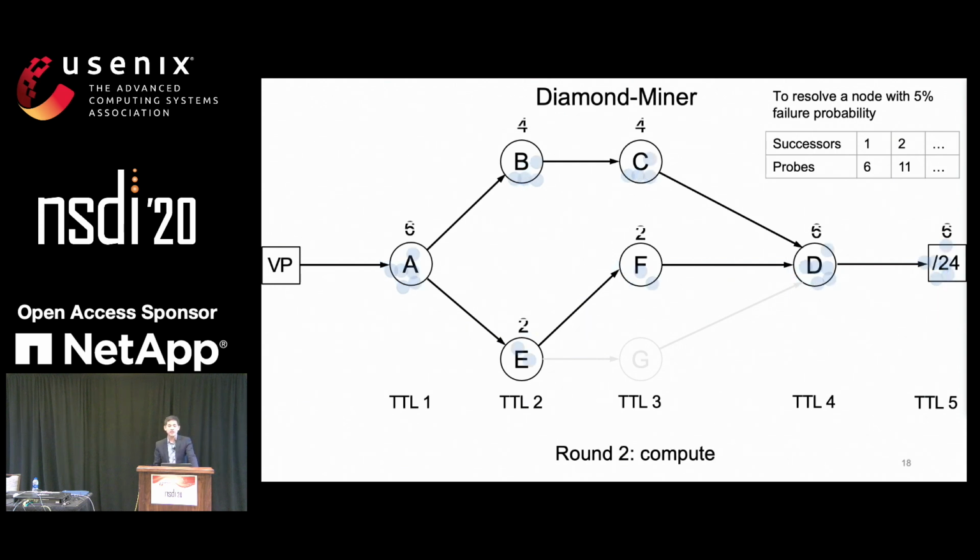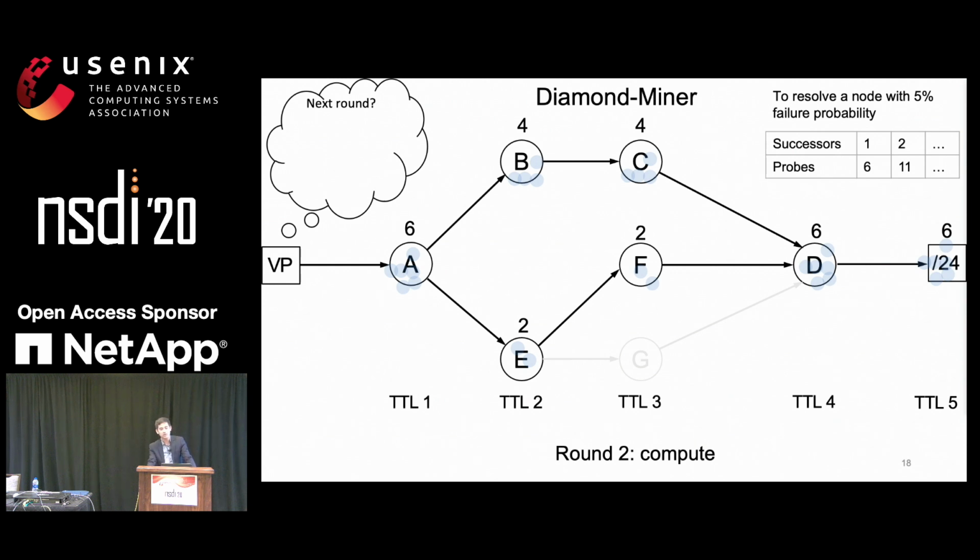Then Diamond Miner gathers the number of replies that it got from the different IP interfaces. So it got 6 from A, 4 from B, 4 from C, 6 from D, 2 from E, 2 from F, and 6 from the /24. And in order to compute where it should send the next probes, Diamond Miner answers the following question. How many probes do we need per TTL to resolve all of the nodes if there were nothing more to discover? So let's perform the computation TTL per TTL.